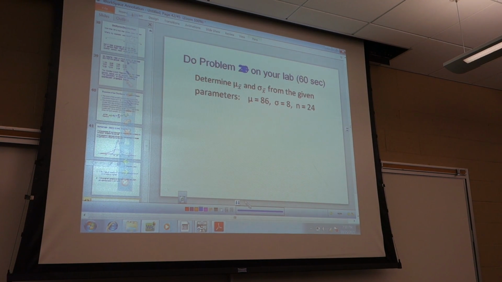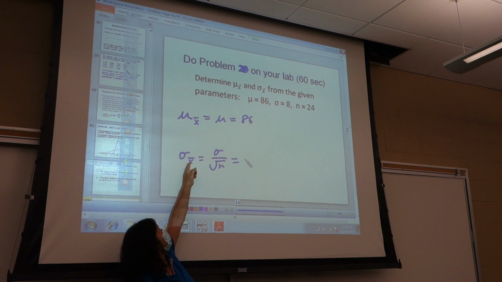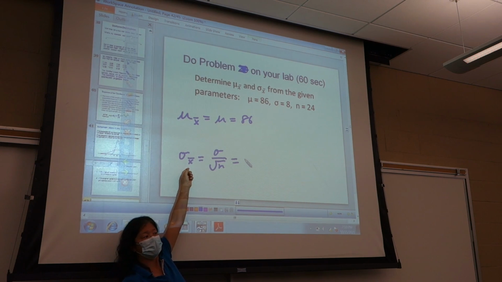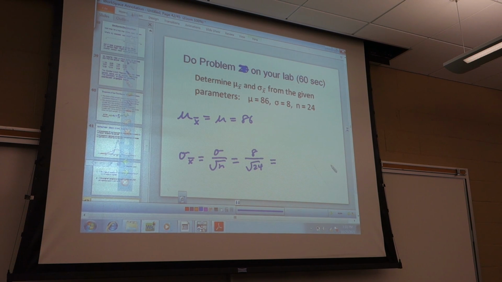Okay, so the mean of x bar is just mu, 86. That was easy, right? Next one is sigma x bar. That's going to be sigma over the square root of n. So why is it called x bar? Because x bar is my sample mean, and this is the standard deviation of the sample mean. What's my sigma? 8. What's my n? 24. 8 over the square root of 24. So find the square root of 24 first, write it down, and then take 8 and divide by that. And what did you folks get?